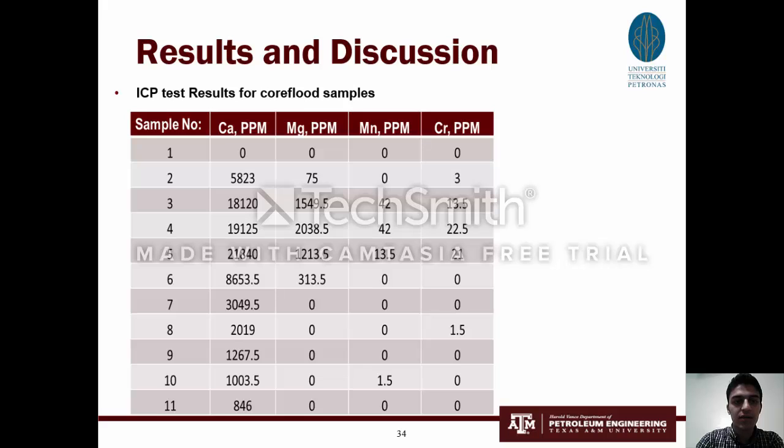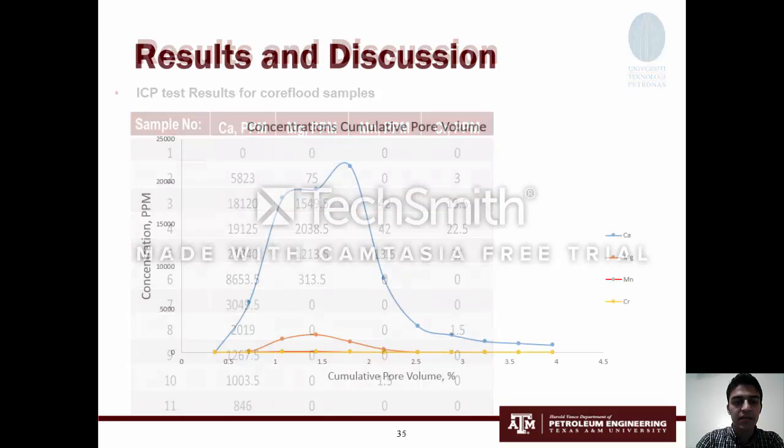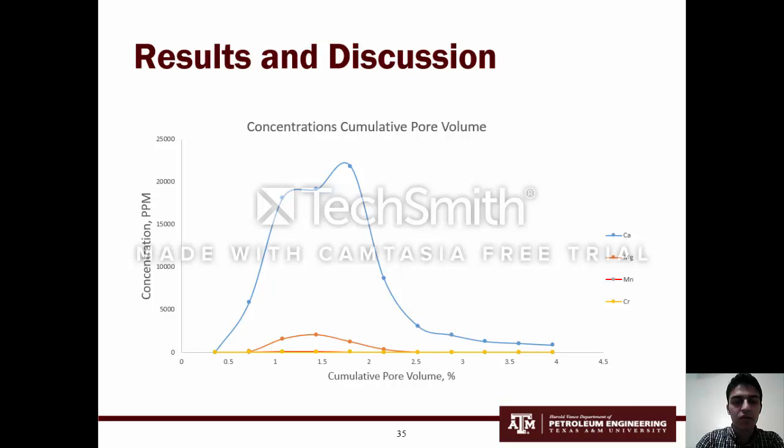Here is a table of the ICP test results for 11 samples which were collected during the breakthrough experiment. We were looking for the calcium, magnesium, manganese, and chromium. And we have drawn a graph with the concentration to the cumulative pore volume for the elements that we have checked with the ICP, which were calcium, magnesium, manganese, chromium.